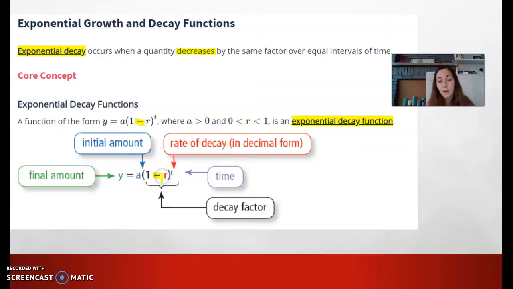I didn't have the pop-ups come out here. I wanted to show you A is still your initial amount, R is still your rate of decay, T is still your time. Here it says decay factor. 1 minus R is your decay factor. That's going to be different because it's not a growth factor. It's decaying at a certain rate. And then your final amount is your final amount.